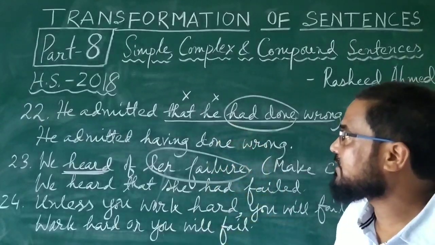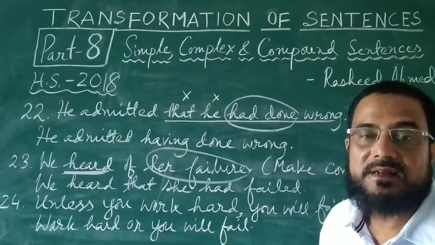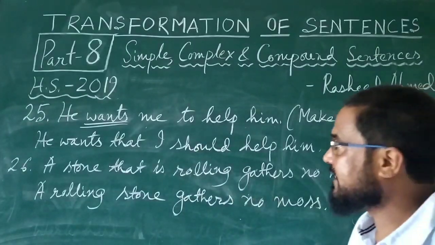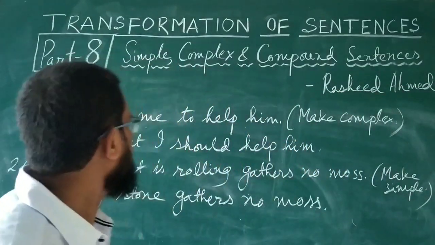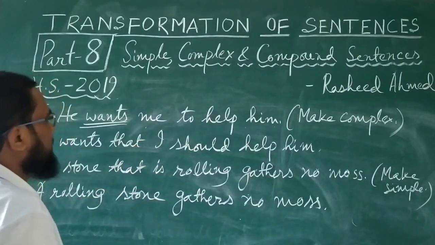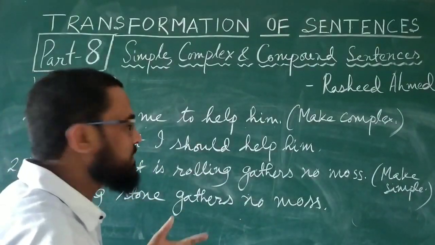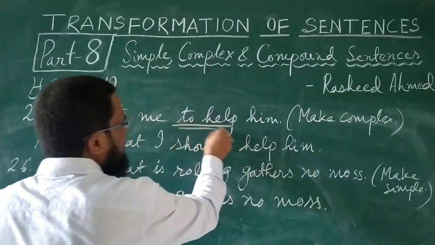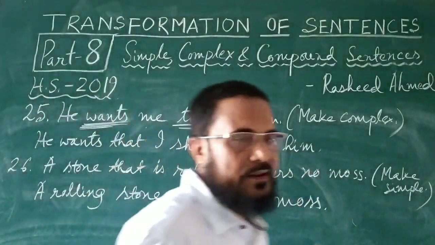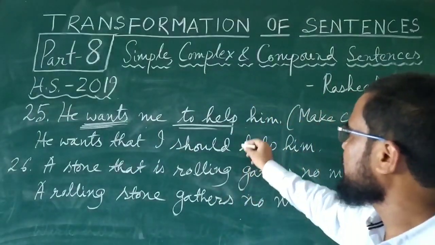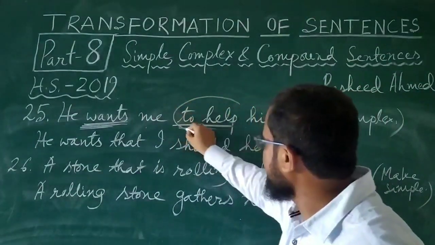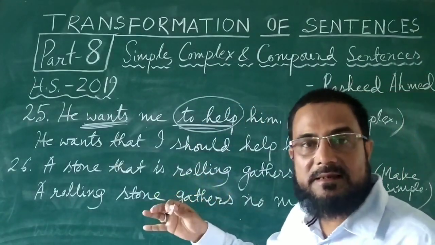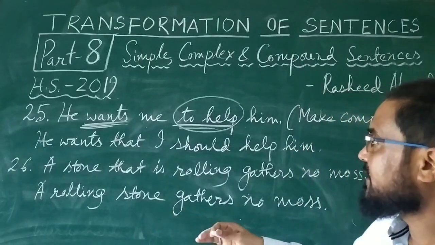The next ones are those that came in 2019. We now have these two questions that came in 2019. The first one is, he wants me to help him. And this sentence is quite obviously simple, because wants is the finite verb and to help is non-finite. And the instruction is to make it complex. This means out of this to infinitive, to help, you have to change it into a finite form. And then there should be another clause, a subordinate clause. There should be that also.